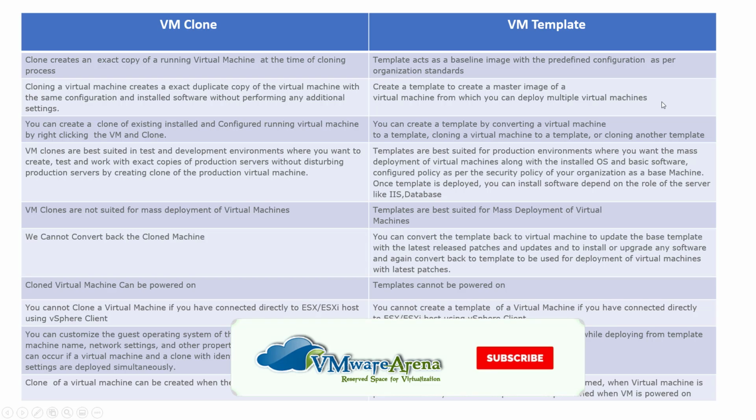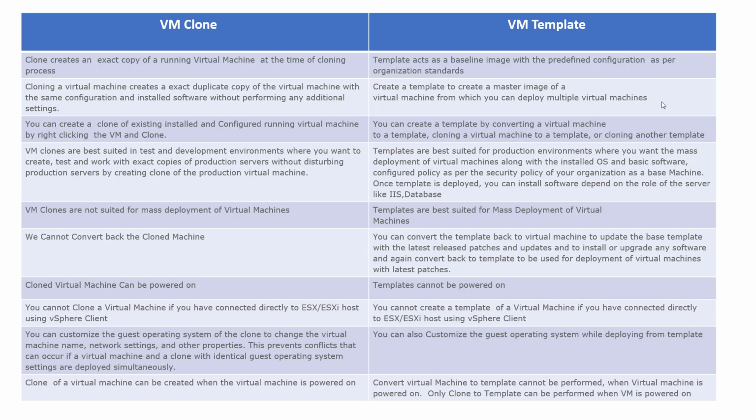When it comes to VM template, we create a template to create a master image of a virtual machine from where we can deploy multiple virtual machines. So this helps us to understand the real-time situation of when to use VM clone and VM template. And next one is we can create a clone of an existing installed and configured running virtual machine by right clicking the VM and selecting the clone option. So as we are aware, we can clone it when it is in powered on state as well.